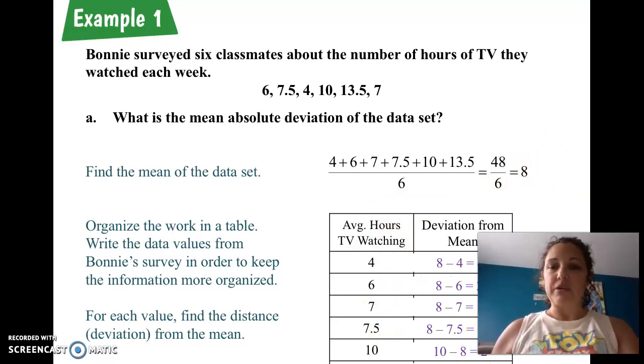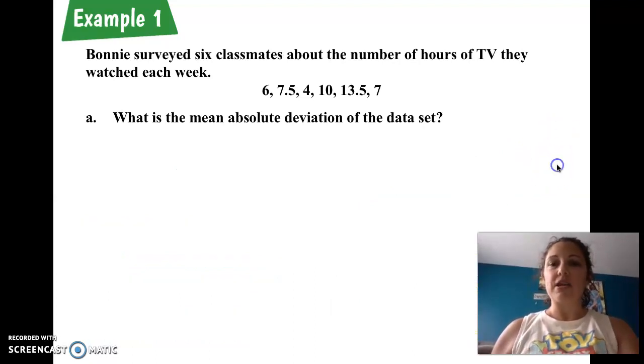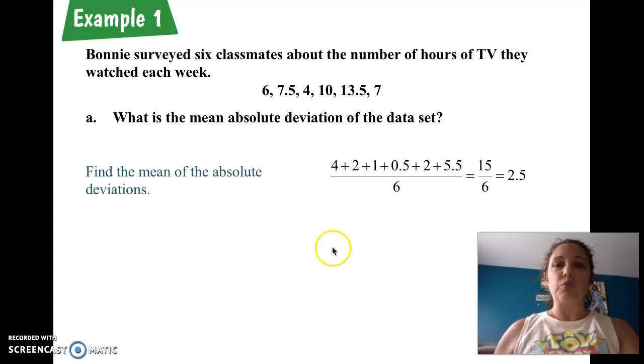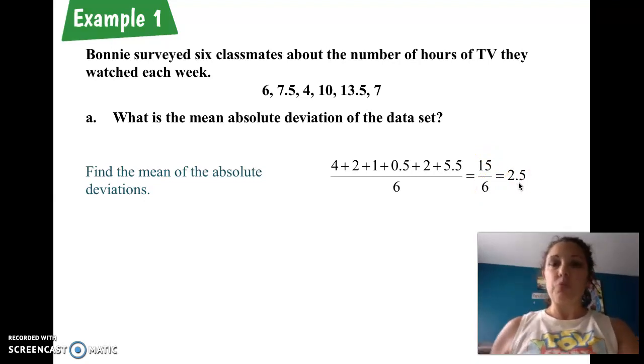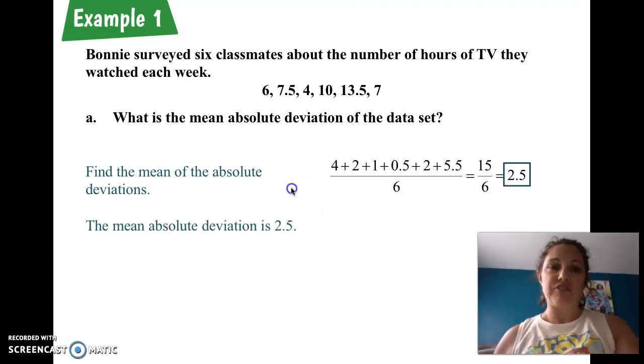So now what? Now we're going to take all of these values that we just got, and we're going to find the mean one last time. So we had 4, 2, 1, 0.5, 2, 5.5. 6 numbers, add them up, divide by 6. So 15 divided by 6 is going to give us 2.5. So our students are about 2.5 hours off from the mean on average.